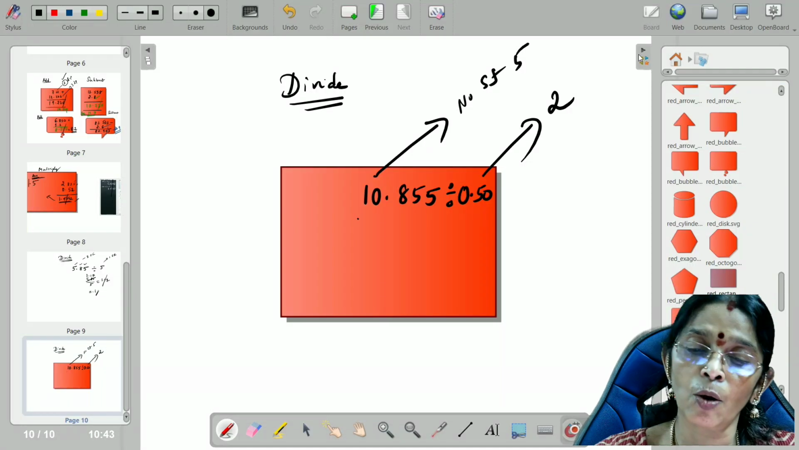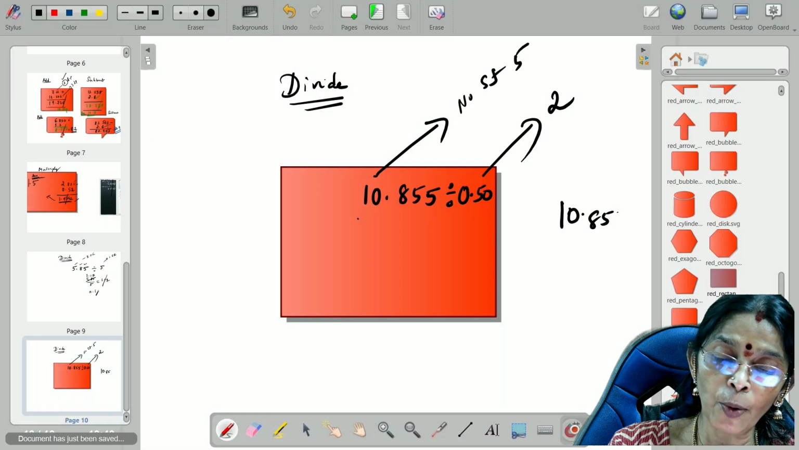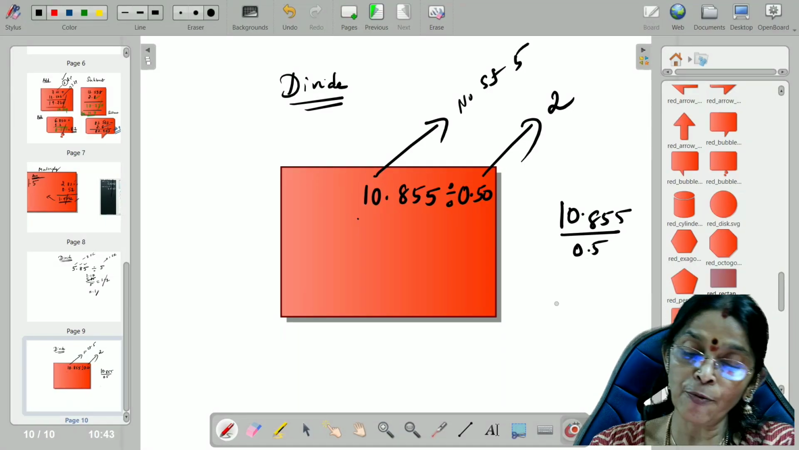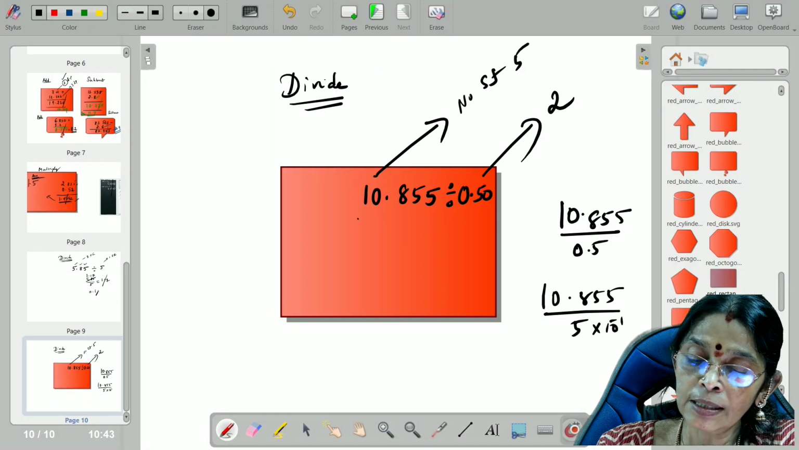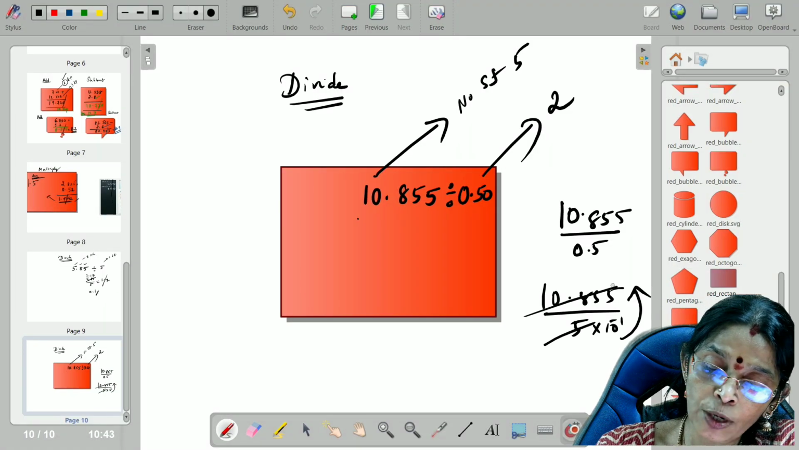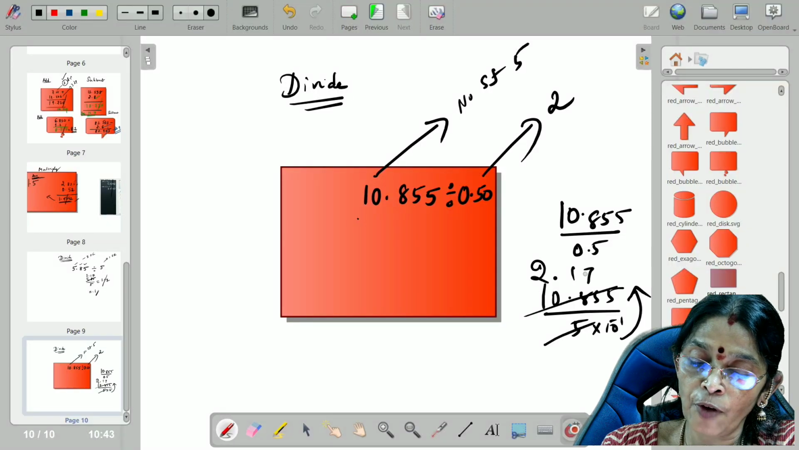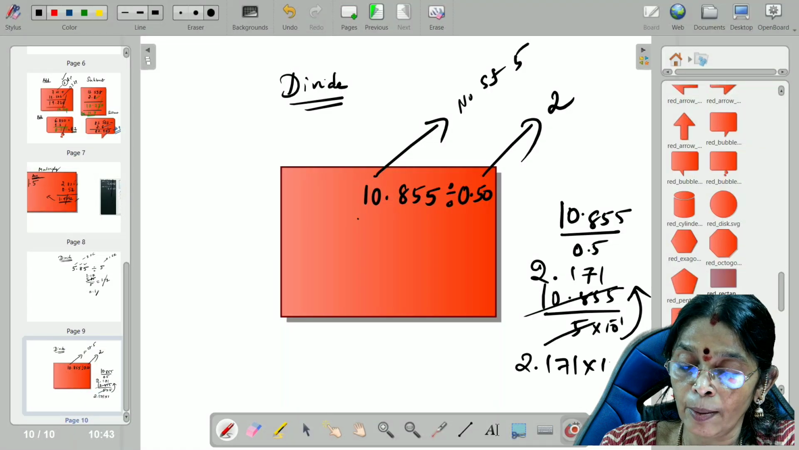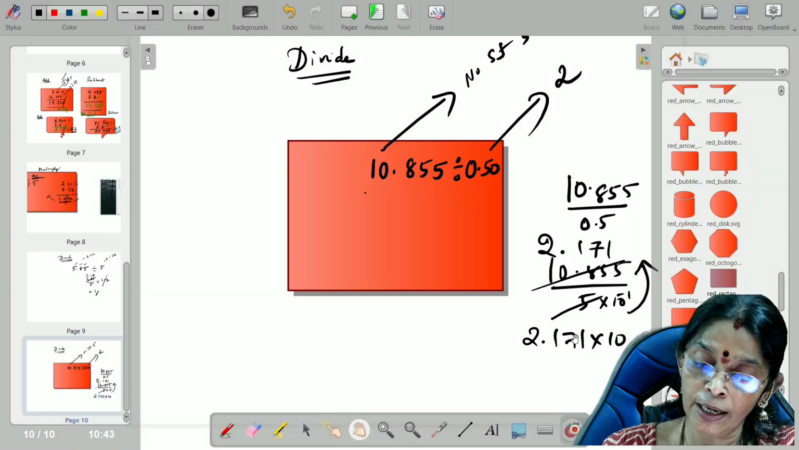So if I don't have a calculator, how can I do it? 10.855 divided by 0.5. So therefore, I can write 10.855 divided by 5 into 10 power minus 1. This 5 into 10 power minus 1 goes up, it is plus 1. So let me write 2 times, and this is 1 time. Then 7 5s are 35, the remaining 1. So 2.171 into 10 I have.